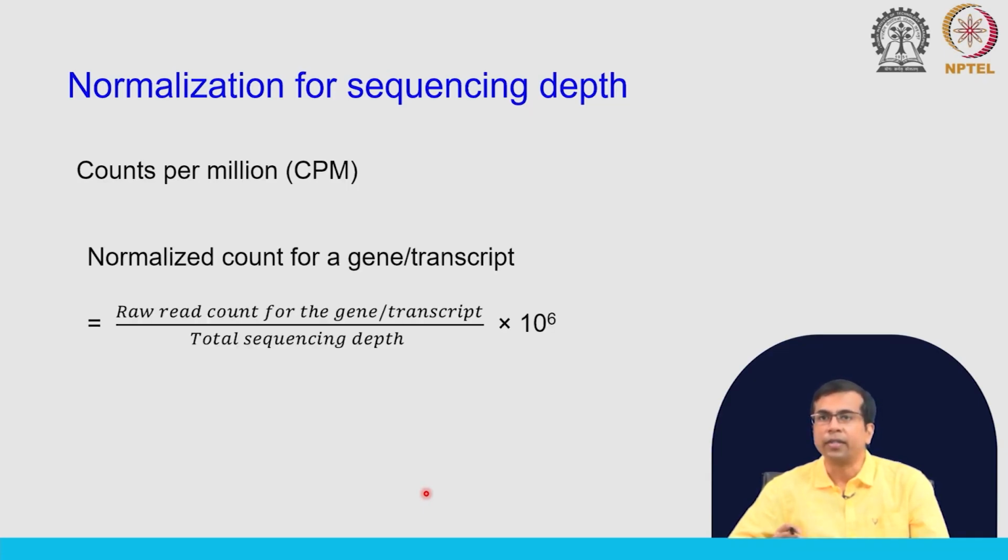And then this is the very simple formula. So, you have the normalized count for a gene or transcript. Here the normalized count is calculated from the raw count using this formula: the raw read count for the gene or the transcript divided by the total sequencing depth, into 10 to the power 6. So, this is counts per million, right? So, we have to multiply with 10 to the power 6.